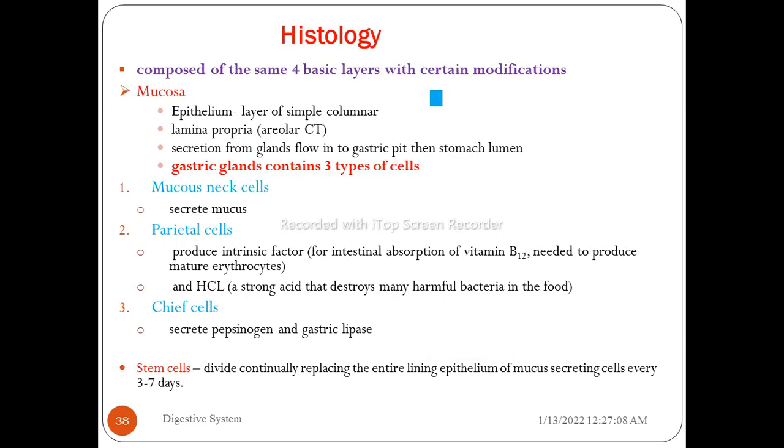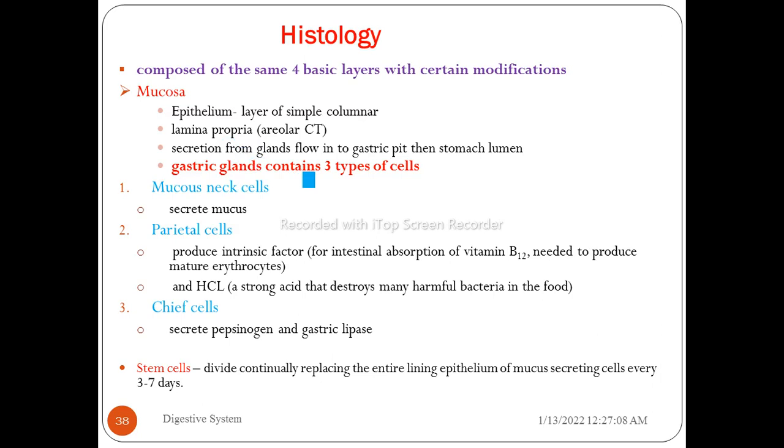Now we can see the histology of the stomach. When we are observing the histology of the stomach, histologically, the stomach is composed of the same 4 basic layers, which contain certain modifications, starting with the mucosa. The epithelium of the mucosa is a layer of simple columnar epithelium. Lamina propria is areolar connective tissue. Secretion from glands flows into the gastric pit, then the stomach lumen.